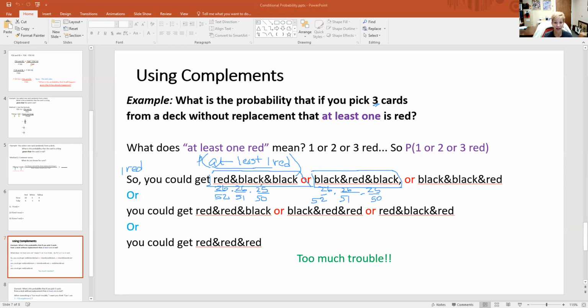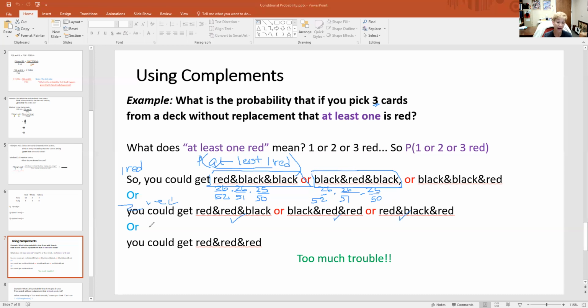So I've got to get this answer and this answer, then I got to get this answer. Now, what do we do with ors? Don't we add them? Then I've got to go get all the ways I could get 2 red cards. Well, I could pick the first 2 red and the last one black, or I might pick the last 2 red and the first one black, or I might get the black one in the middle. So I've got to do this probability and this probability and this probability.